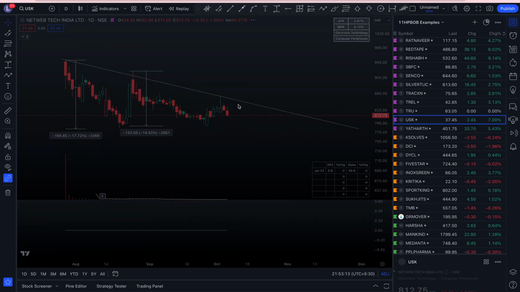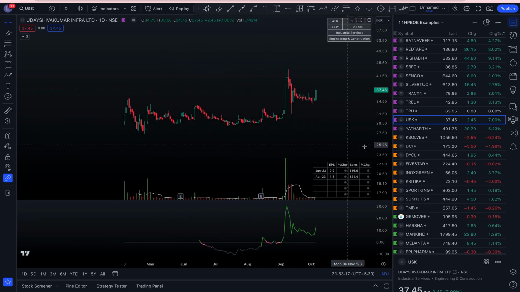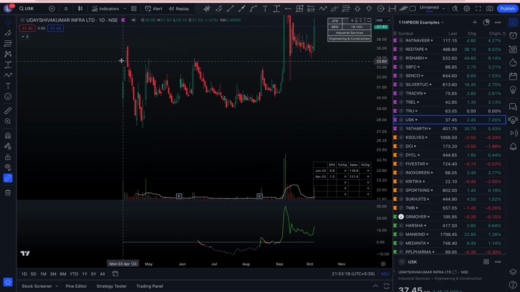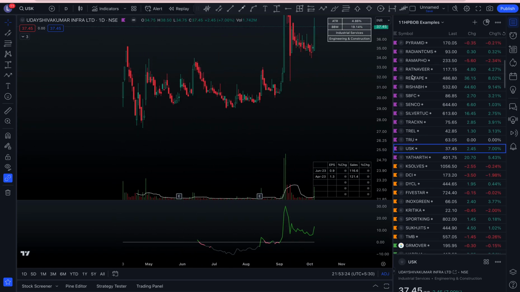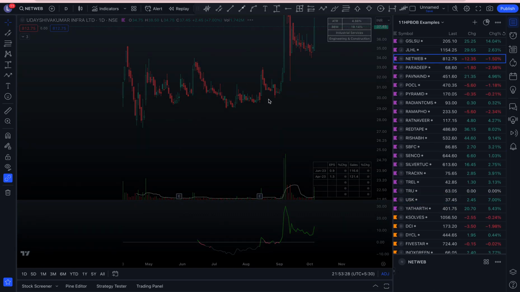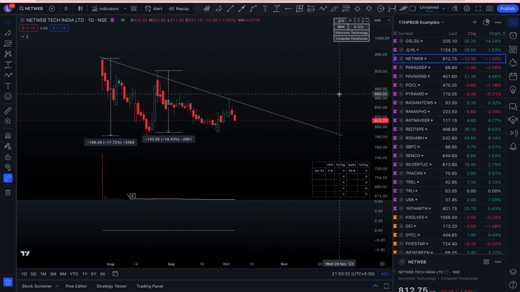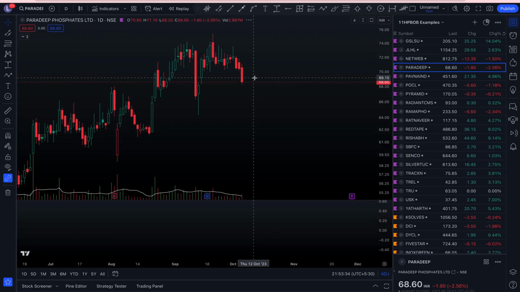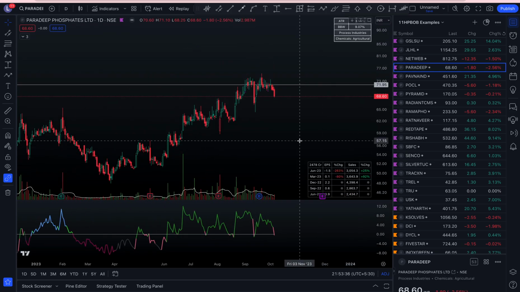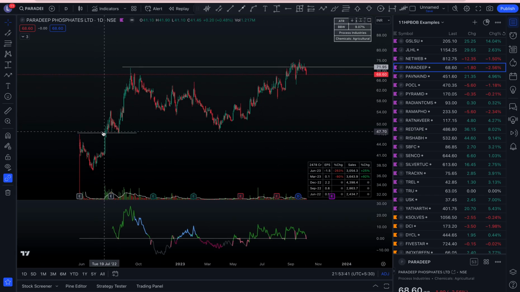Uday Shankar, yeah. So it could look like Uday Shankar, right? This is what I'm trying to say. Albeit the base right now on NetWeb has a little higher slope, but again, they are very similar in their IPO base structures. So this was the IPO base breakout.